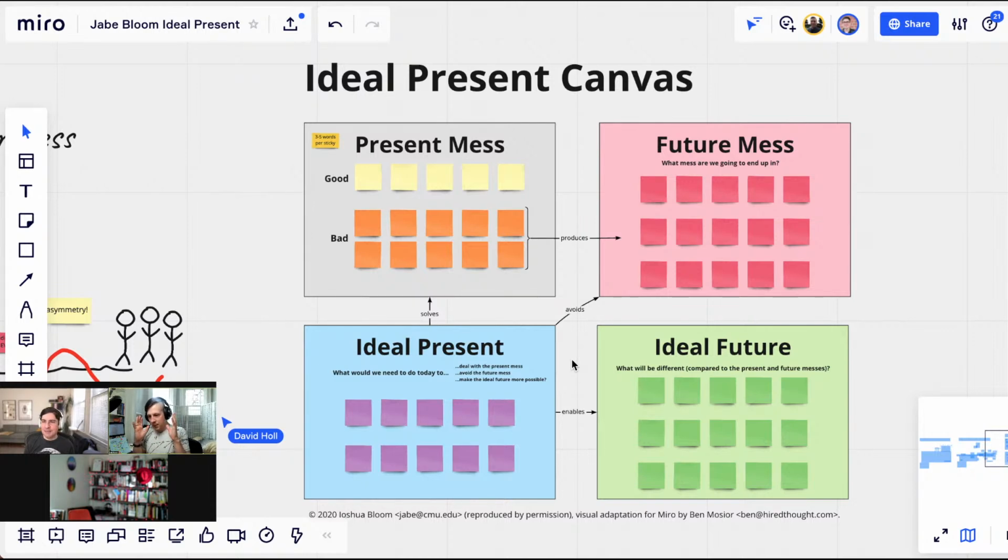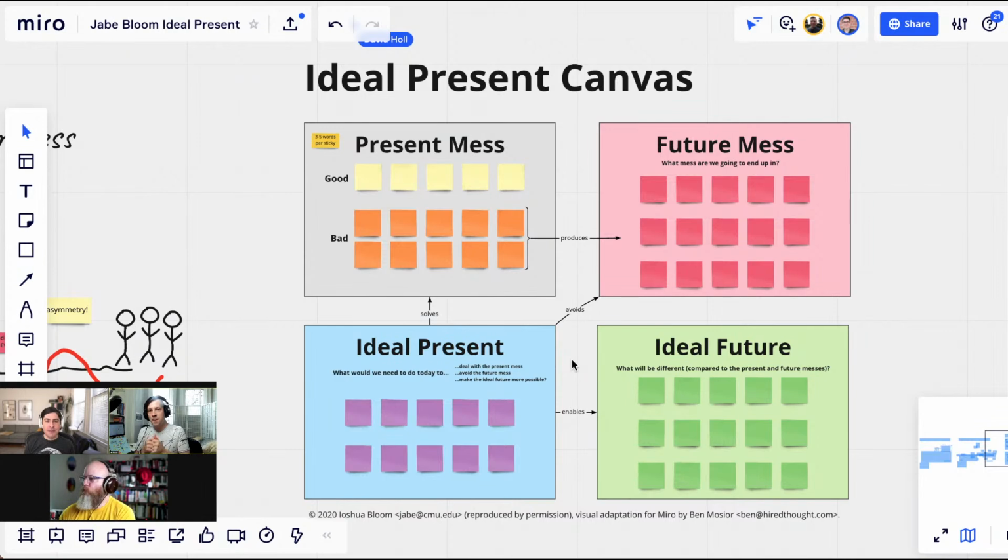So okay, this brings us to the ideal present canvas, and it's kind of an amazing thing, because it's simple. It's basically four boxes, but it's the integration of the four boxes that I think makes things really helpful and interesting. And so you've got four things to do, and you kind of go in this order. You start out with the present mess. Like, what's the good that's happening? What's the bad that's happening? How are things right now?